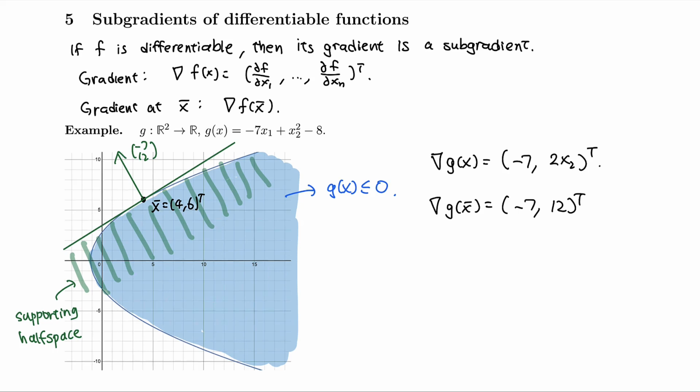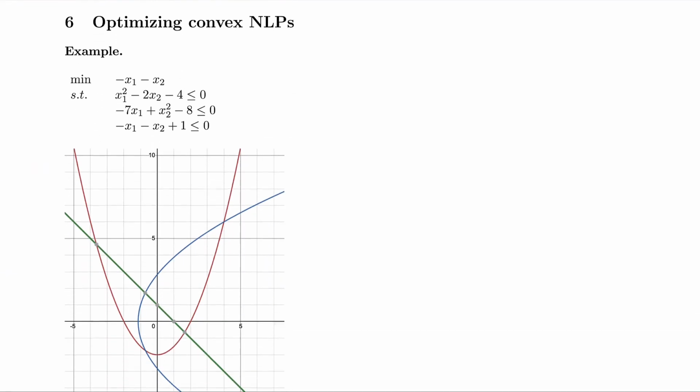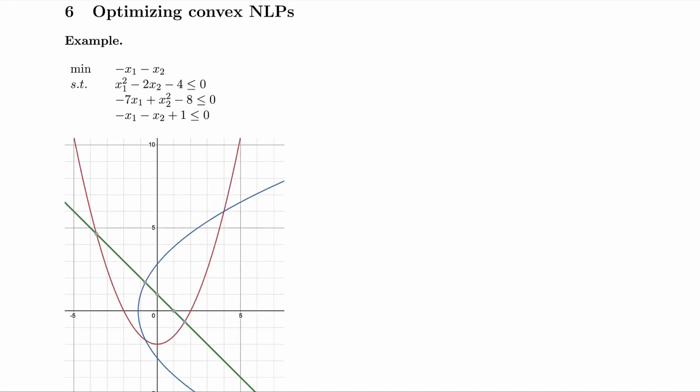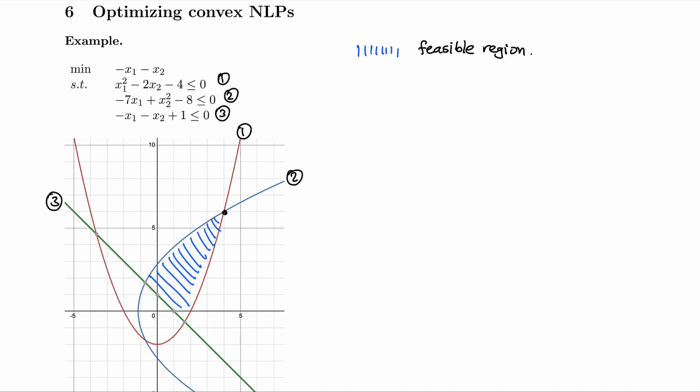We are now ready to optimize over convex NLPs. Have a look at this example here, where we are minimizing minus x1 minus x2 subject to 3 constraints consisting of convex functions. The intersection of these 3 constraints is our feasible region, which is drawn here. We now try to prove that (4, 6) is optimal for our NLP.